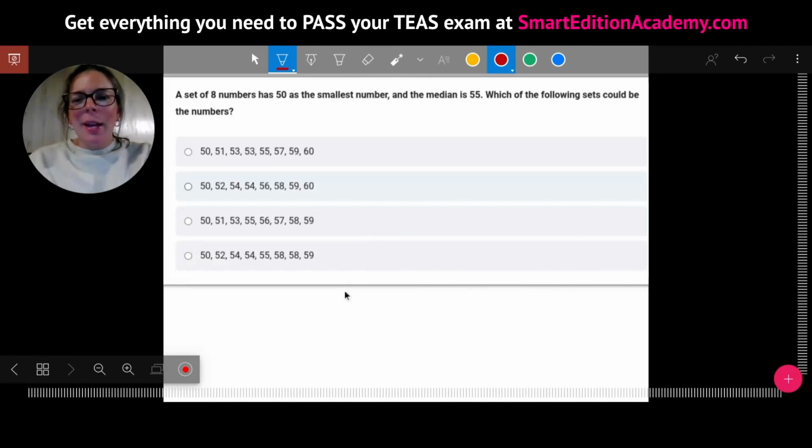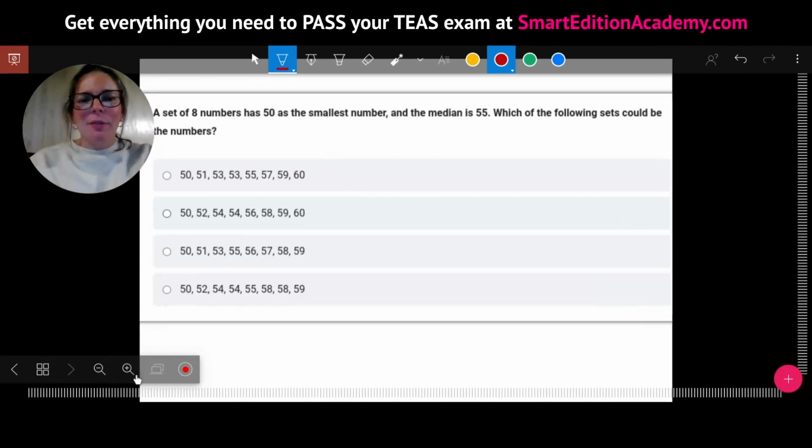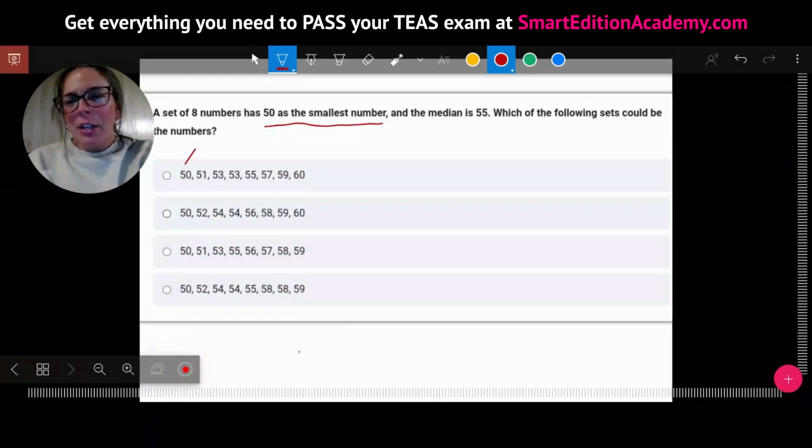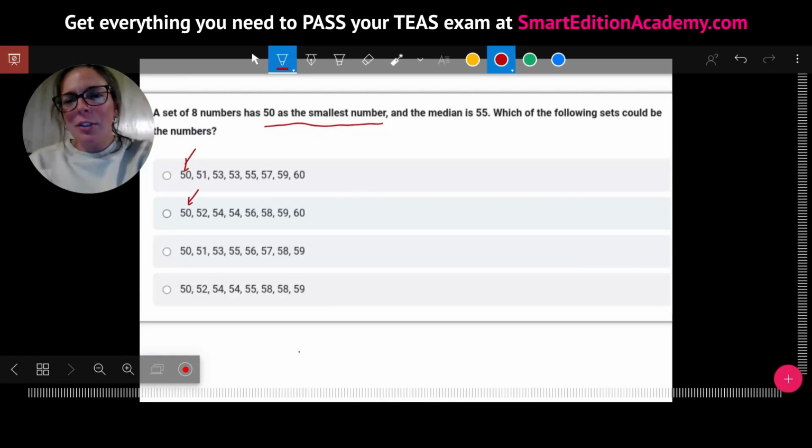A set of 8 numbers has 50 as the smallest number, and the median is 55. Which of the following sets could be the numbers? So if I need the smallest number to be 50, that would be the first thing that I would check on. And if you notice here, all of these, it looks like they're already written in order, which is very nice of them. All of these have a smallest number of 50. So these all still work.